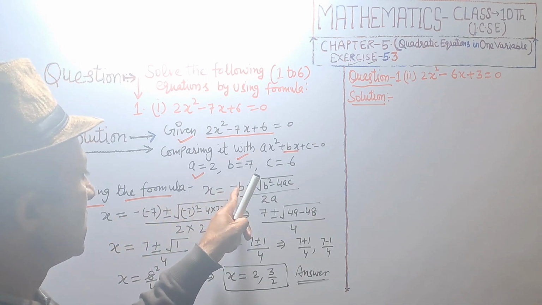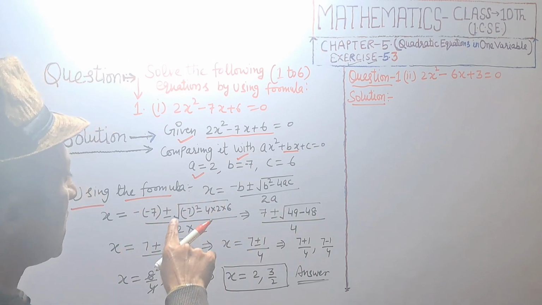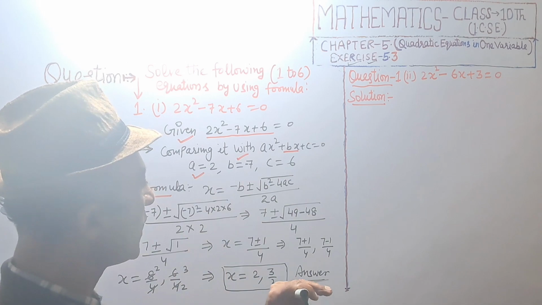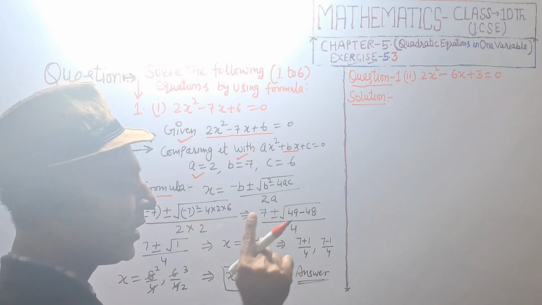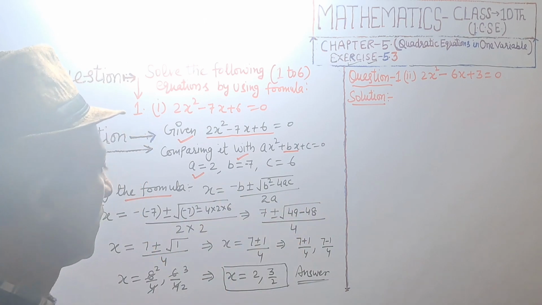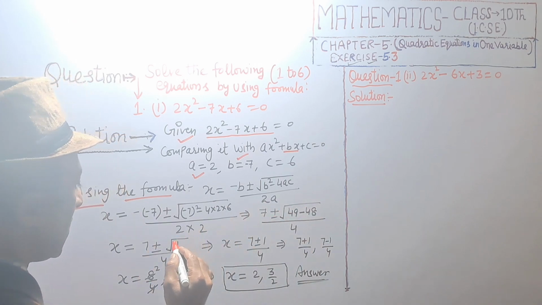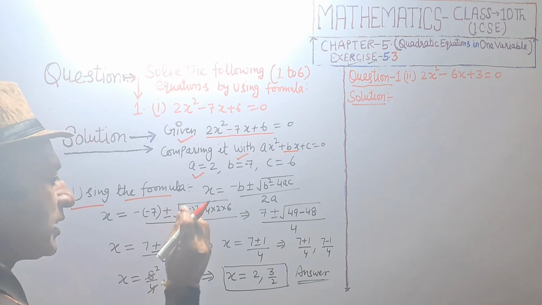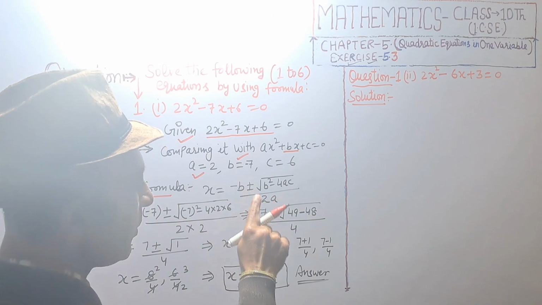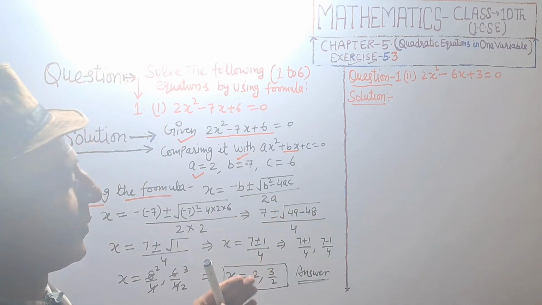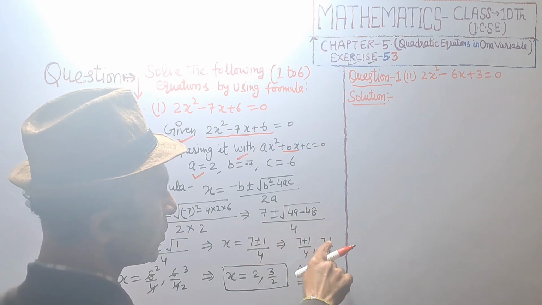x equal to minus minus 7, that will be positive 7, plus minus 7 square is equal to 49, minus 4 twos are 8, 6 eights are 48, divided by 4, and that is equal to 7 plus minus 49 minus 48, that is equal to 1, and root 1 is equal to 1. We get the value of x equal to 7 plus minus 1 upon 4, that is 7 plus 1 upon 4 and 7 minus 1 upon 4.